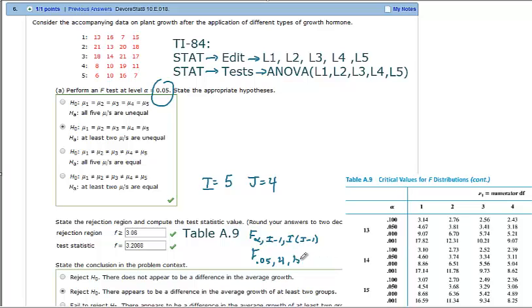So I go over to my tables, and I go 4, 15, I want the 0.05 level, and there it sits right there. When I compare these two values, I see that my test statistic is indeed greater than my critical value, so I would reject my H0.